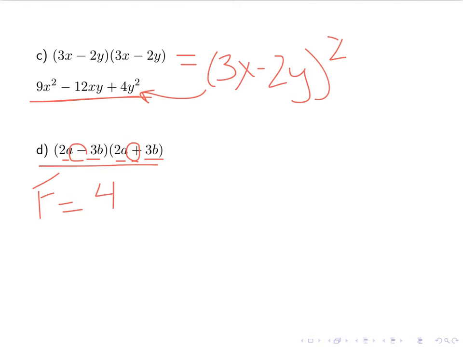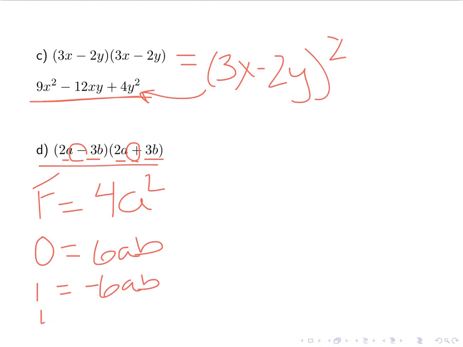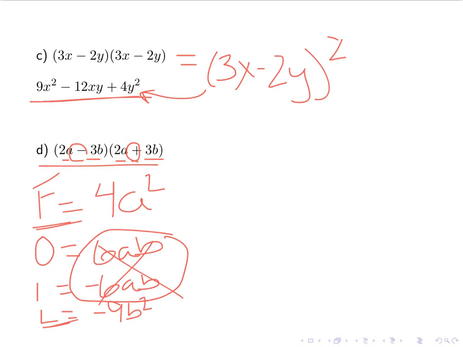My first is going to be 4a squared. My outside is going to be 6ab. My inside is negative 6ab. And my last is negative 9b squared. My two middle terms cancel each other out, and I'm left with my first and my last.